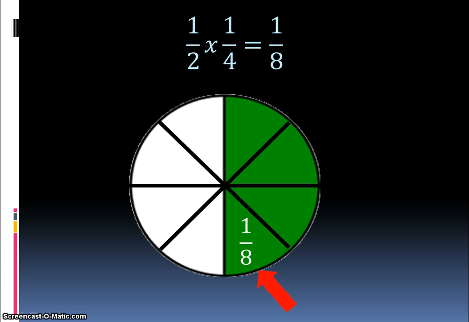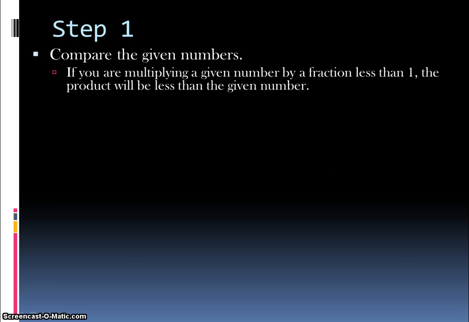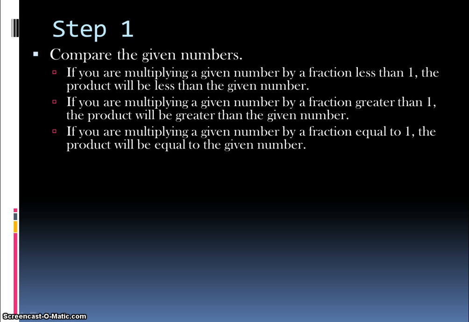Now that you have seen an example, let's talk through the steps a little bit. Step 1. First, you must compare the given numbers. The given numbers are the two factors that you are multiplying together. If you are multiplying a given number by a fraction less than 1, the product will be less than the given number. If you are multiplying a given number by a fraction greater than 1, the product will be greater than the given number. If you are multiplying a given number by a fraction equal to 1, the product will be equal to the given number. That was a lot of information.